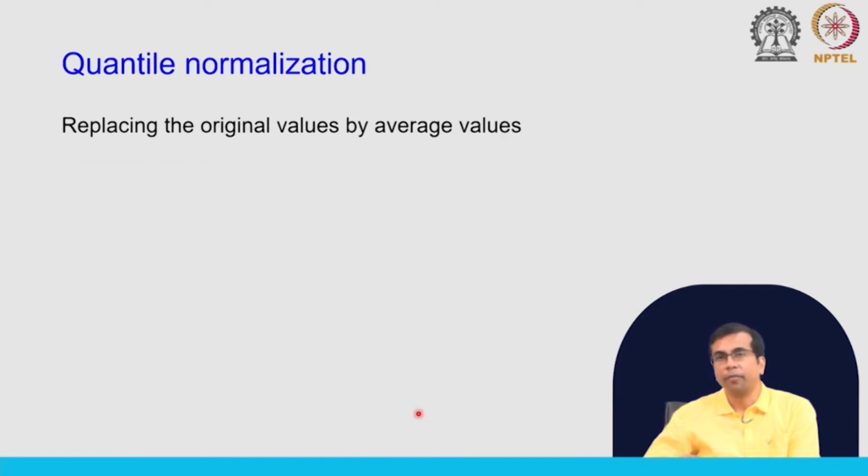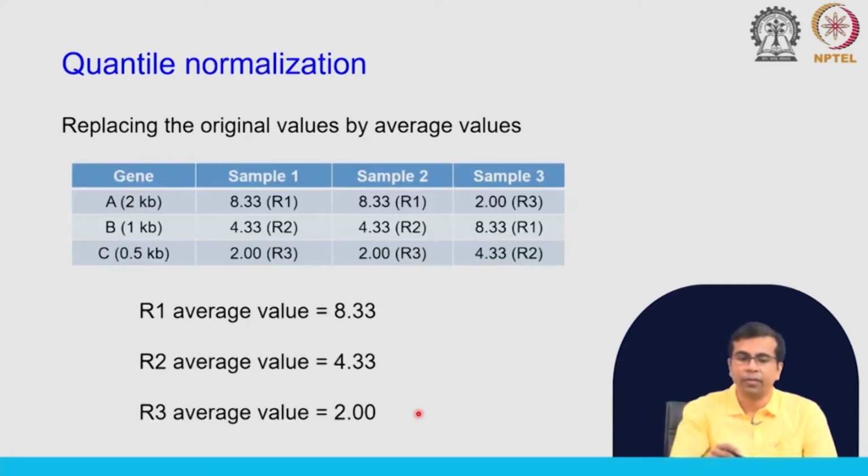So, we have to replace the original values by the average values of that rank. Again, if we go back, this was rank 1 and we are replacing the earlier value with this 8.33. This is the average value for rank 1. Similarly, here we have also replaced this with 8.33 because this is rank 1. Similarly, here we have replaced this with rank 1 again, 8.33.